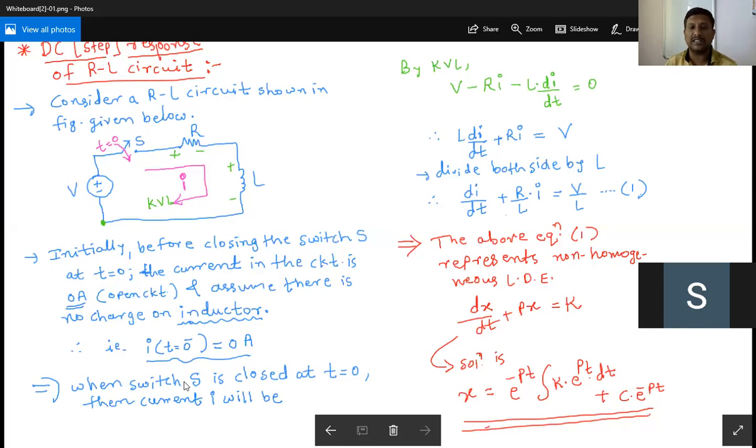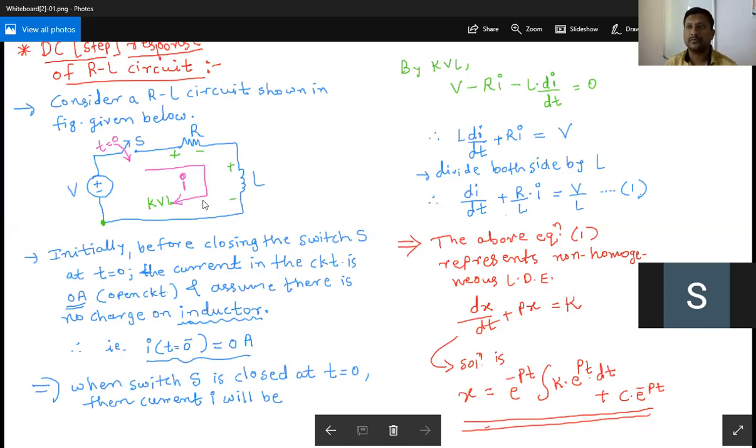Next, when the switch S closes at time t equal to 0, the current I will circulate in the circuit in a positive or clockwise direction. How do I decide clockwise? Because of the polarity. Polarity बघा, plus is here and minus is here. So according to this polarity, the current will circulate in the clockwise manner.